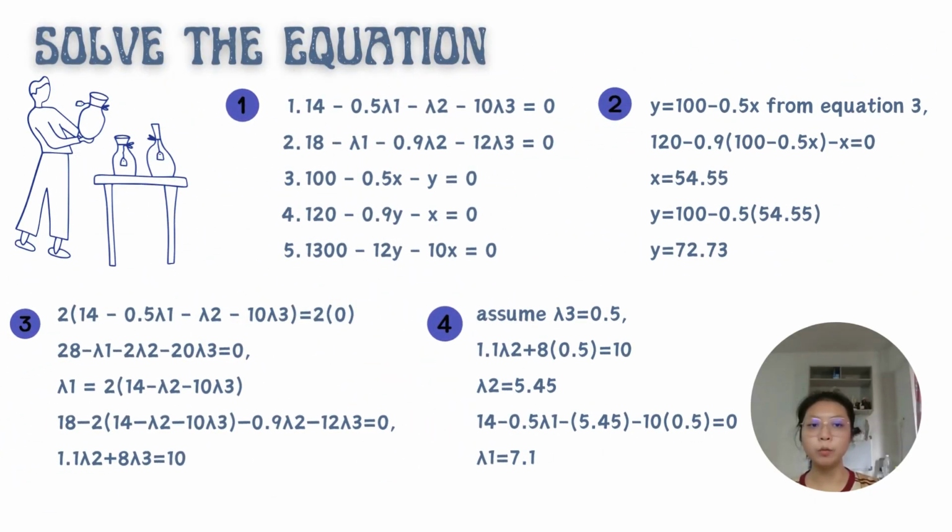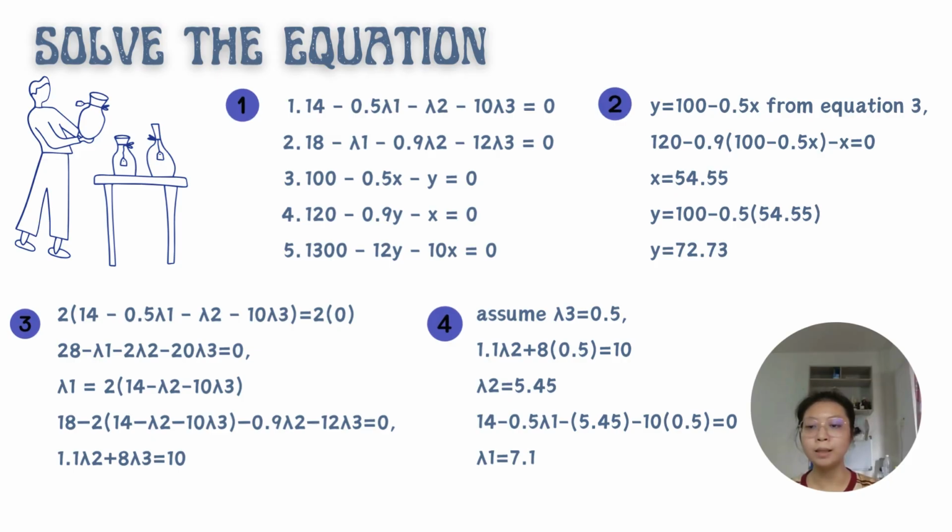To solve these five equations simultaneously to find the values of x, y, lambda 1, lambda 2, and lambda 3, we set equation 1 as 14 - 0.5 lambda 1 - lambda 2 - 10 lambda 3 = 0, and equation 2 as 18 - lambda 1 - 0.9 lambda 2 - 12 lambda 3 = 0. Equation 3 is 100 - 0.5x - y = 0. Equation 4 is 120 - 0.9y - x = 0.